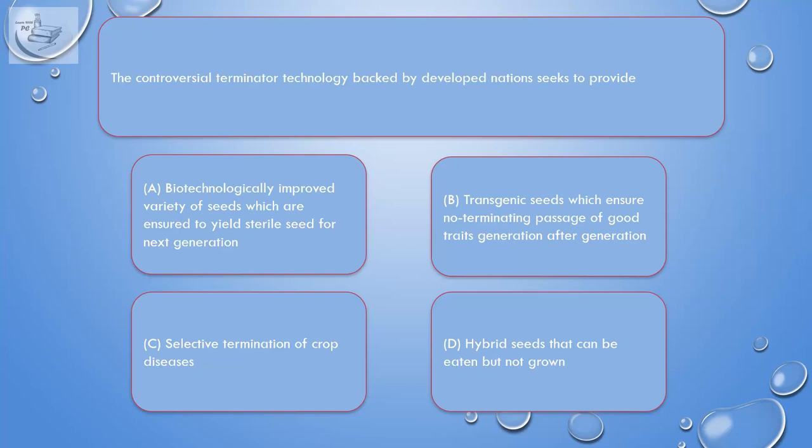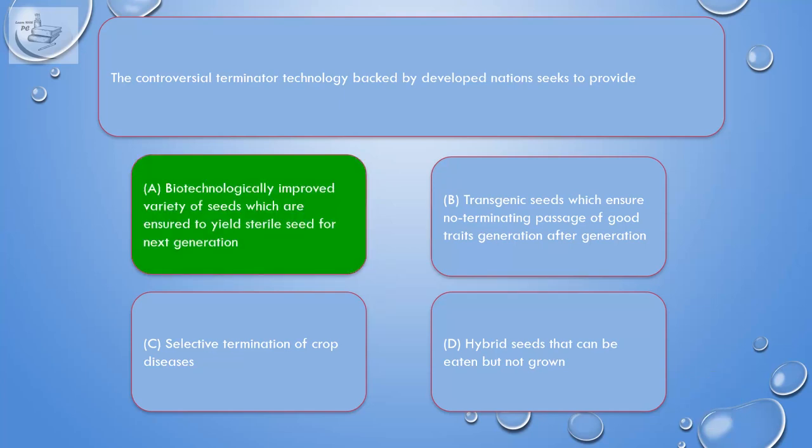Question: The controversial terminator technology backed by developed nations seeks to provide A. Biotechnologically improved variety of seeds which are ensured to yield sterile seed for next generation. B. Transgenic seeds which ensure no terminating passage of good traits generation after generation. C. Selective termination of crop diseases. D. Hybrid seeds that can be eaten but not grown. Correct answer is A. Biotechnologically improved variety of seeds which are ensured to yield sterile seed for next generation.